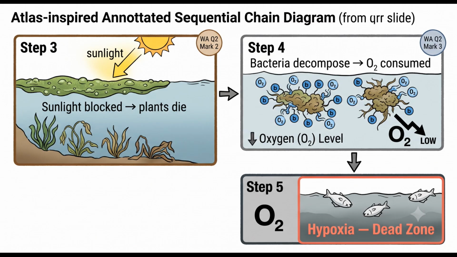Steps 3, 4, and 5. Look at the 3 boxes on screen. Step 3, sunlight is blocked. The thick algal mat on the surface prevents sunlight from penetrating to the water below. This is WAQ2, Mark 2. Without sunlight, the underwater plants cannot photosynthesize. They stop producing food. They die.